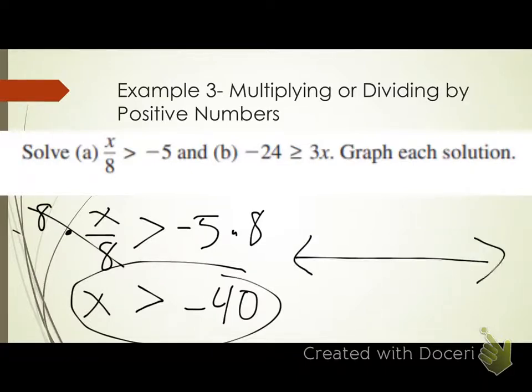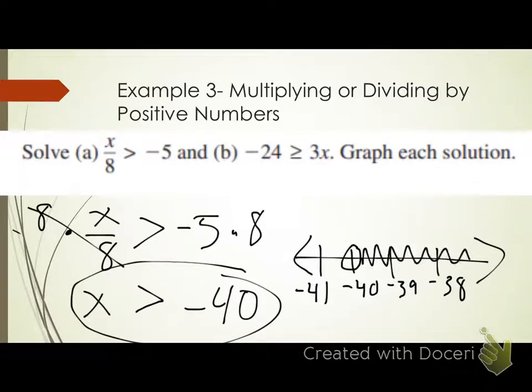Gotta graph it. Open or closed dot on negative 40? Shading which way? To the right, because I want all the numbers that are greater than negative 40. So that'd be to the right of negative 40. Questions on letter A? Not too bad? Can I erase and move on to letter B?